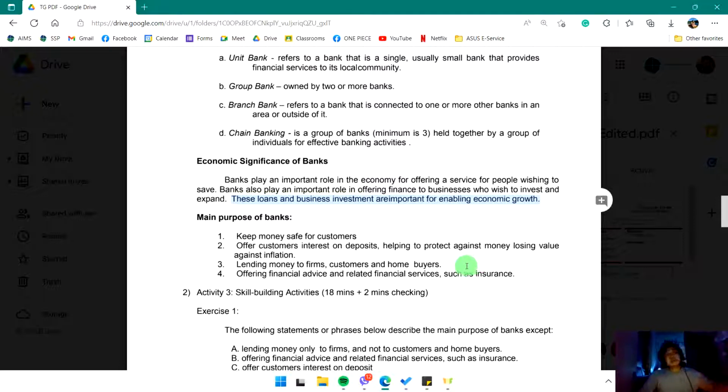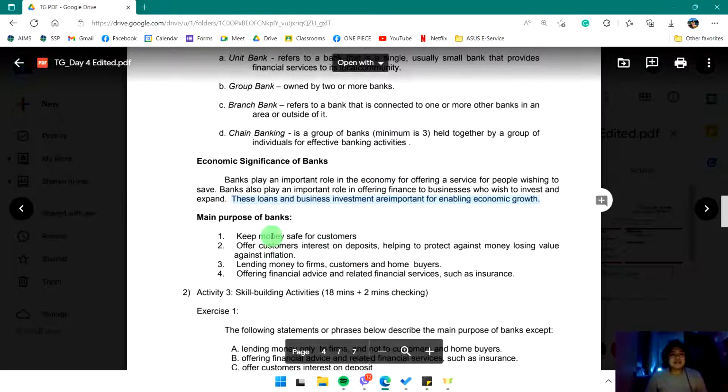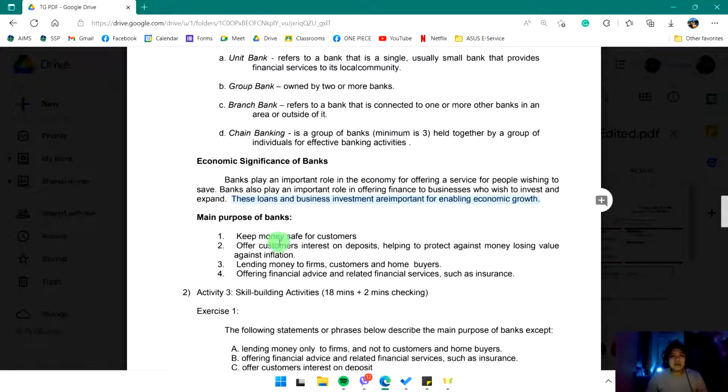Meron tayong borrowers, meron tayong banking institutions, and meron tayong lenders. Main purpose of the banks, based from our previous talks pa rin, keep money safe for customers. Since one of their roles is to accept money from the lenders, they have to keep their money safe, first and foremost. Offer customers interest on deposits, helping to protect against money losing value against inflation.